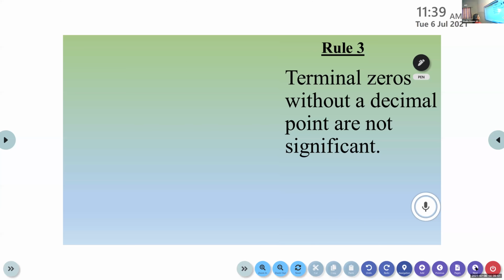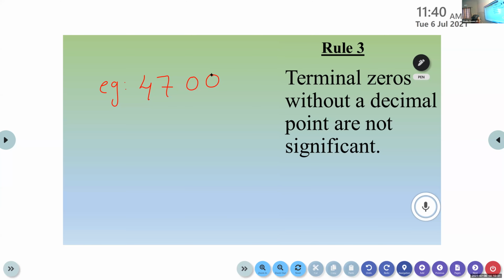Okay. Then rule number 3. Terminal zeros without a decimal point are not significant. Terminal zeros without a decimal point are not significant. Example. 4700. What is the significant figure count in this value?